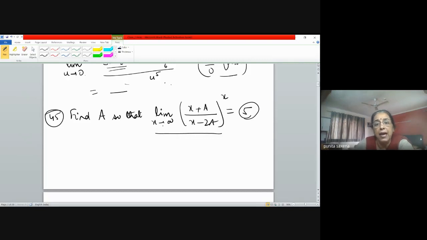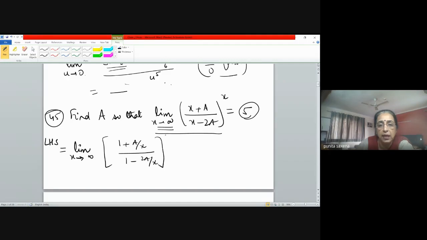Now, the moment we have x approaches infinity, I can write the left hand side as, let me write it here. My left hand side is equal to limit x tending to infinity 1 plus a by x upon 1 minus 2a by x and whole to the power x. We can write it like this, right?